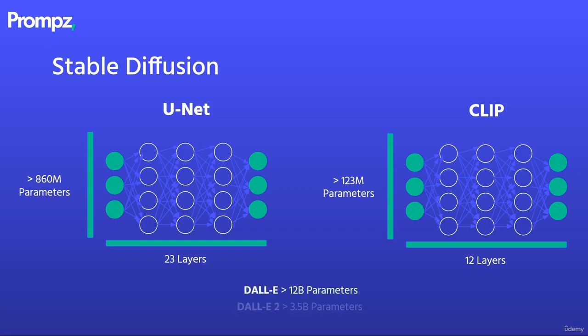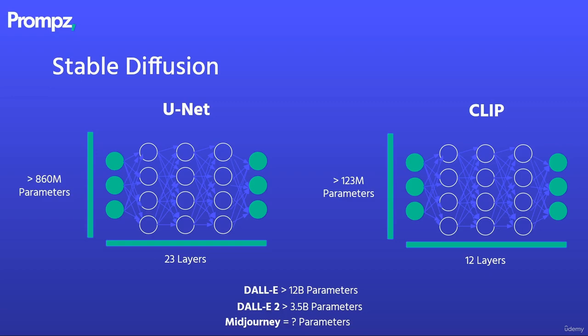DALL-E 2 uses 3.5 billion parameters, a smaller number than its predecessor. This is probably and mainly because of the transition from the old diffusion model to the new latent diffusion model, which is more effective and requires a smaller number of parameters. Despite its size, DALL-E 2 generates 4x better resolution images than DALL-E 1, and it's preferred by human judges 70% of the time, both in caption matching and photorealism.